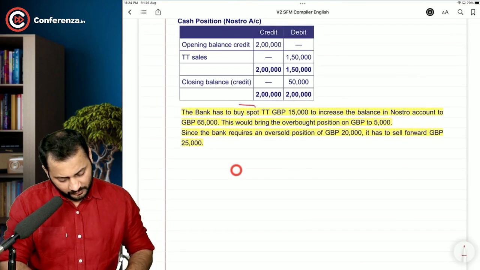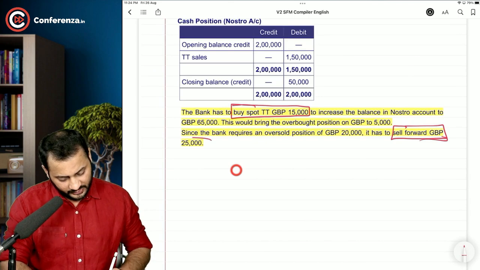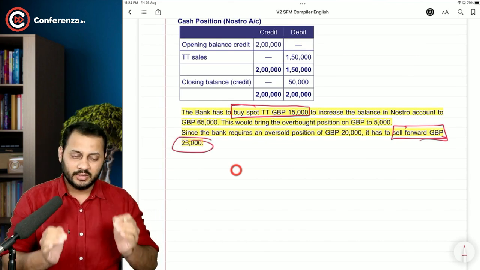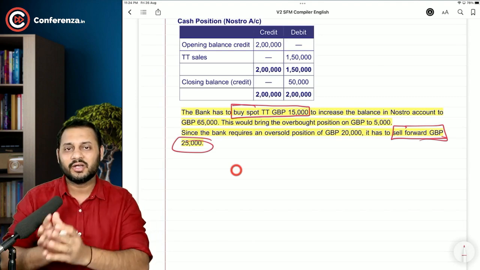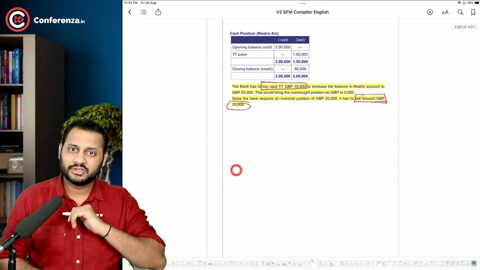See, buy spot TT GBP 15,000 and then sell forward GBP 25,000. That's it. This is what you have to do in order to keep the balance as required under both the Nostro account and the position. So this is what the previous two questions are.